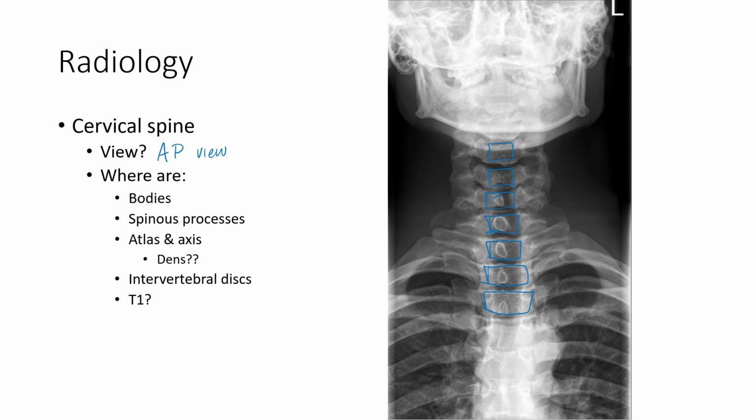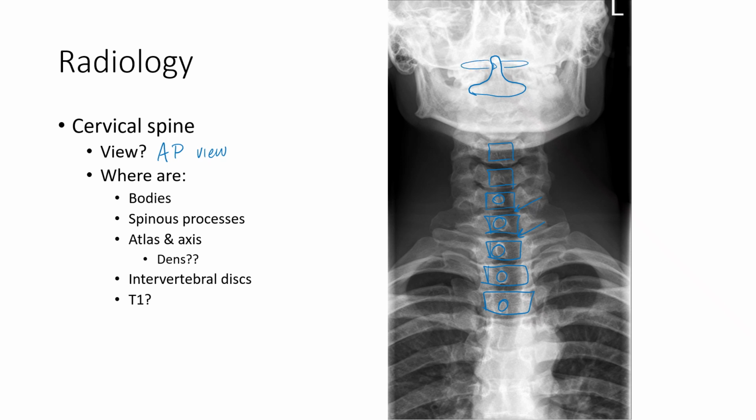Spinous processes are these circles, and I'm not doing every single one of the vertebrae. I'm trying to keep this a little bit uncluttered. Intervertebral discs would be in between these spaces. Can you see atlas and axis from here? You can. It's tough. But here is axis, right? So here's the dens. So atlas is through here. You can't really see it.